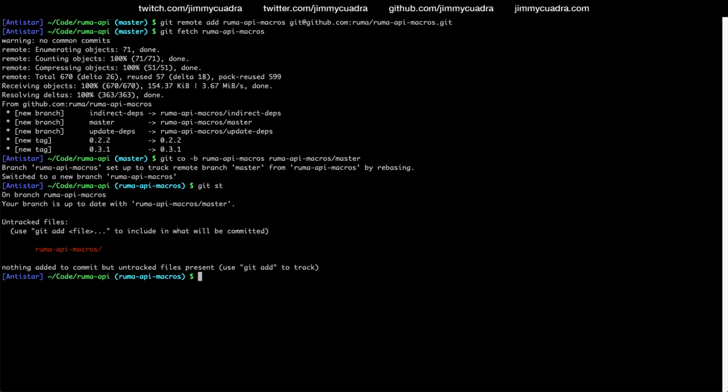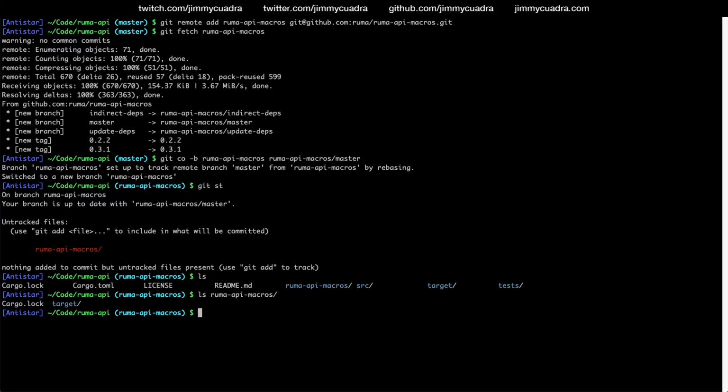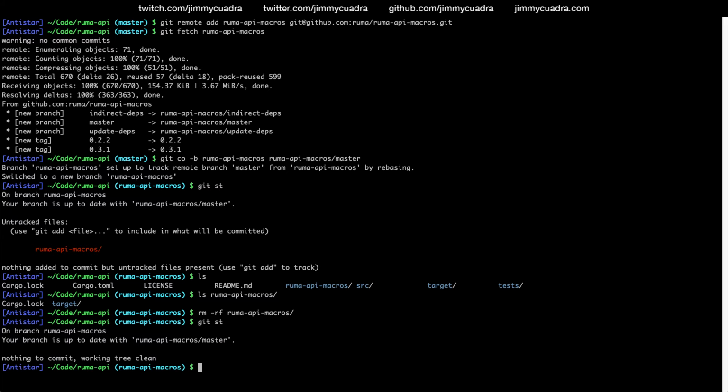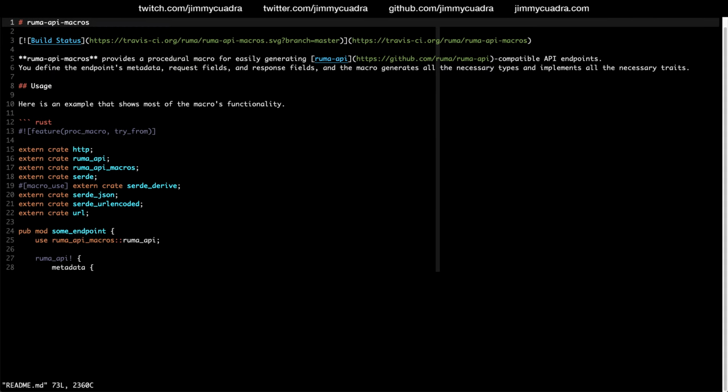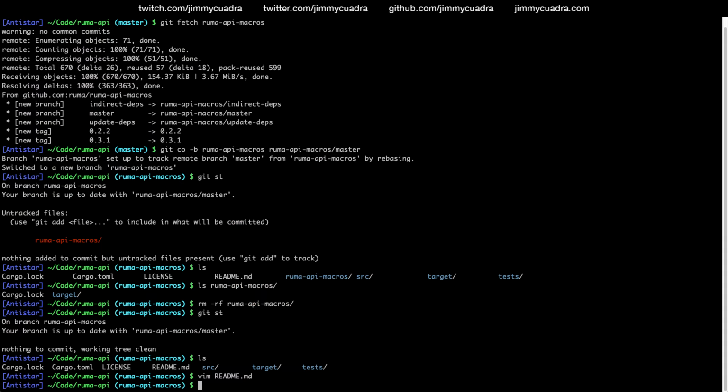So now we have Ruma API macros checked out. Oh, I should probably remove... Wait, what's under Ruma API macros? That leftover directory is from the old branch that we just switched away from, so I don't actually need that. And if I look at README, then sure enough, this is now Ruma API macros that is checked out.